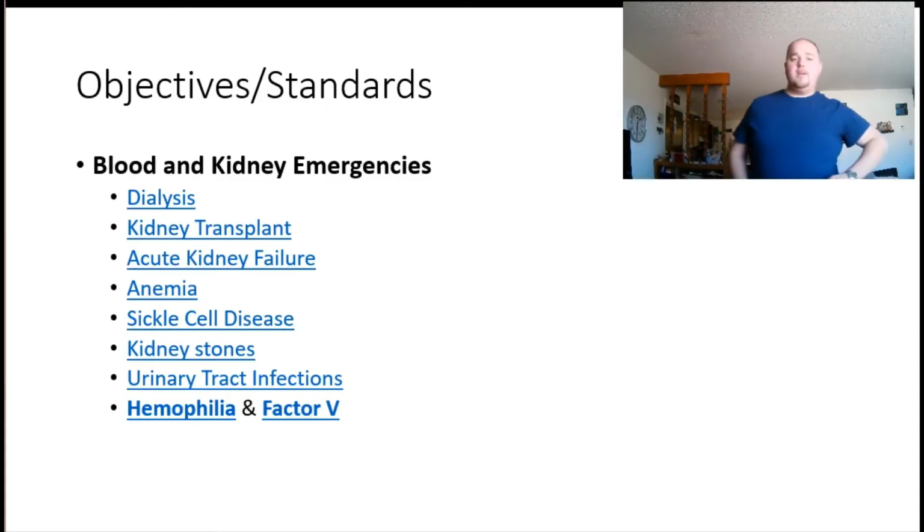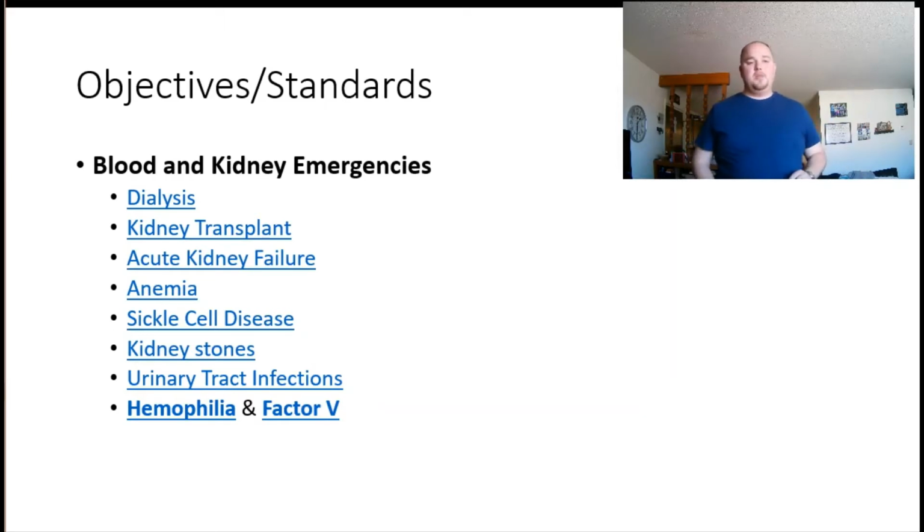In this one, we're going to talk about dialysis, kidney transplants, acute kidney failure, anemia, sickle cell disease, kidney stones, urinary tract infections, hemophilia, and factor V. Some of these are kidney-related emergencies, and some are blood-related emergencies. But for all of these emergencies that we get called for in the EMS field, we need to be ready for a differential diagnosis. There's not going to be a lot that you can do, but we need to be ready to take care of these individuals and provide compassion. So let's get going.